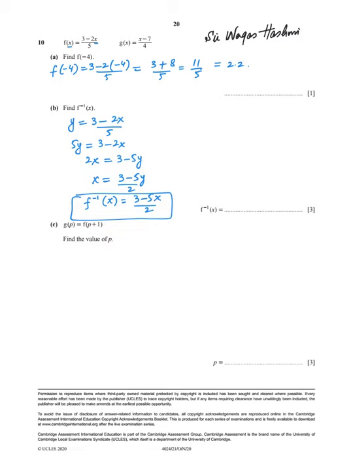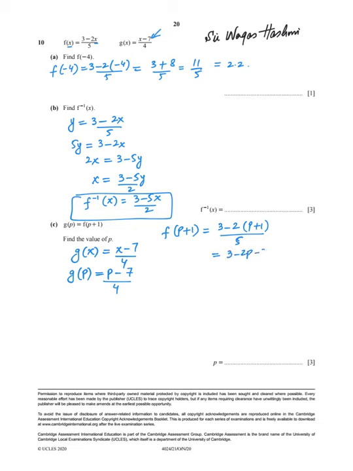And the last part, it says g of p is equal to f of p plus 1. Alright, so when you have g of x equal to x minus 7 divided by 4 as given in the question, g of p will be p minus 7 divided by 4. Similarly, for f of p plus 1, replace x with p plus 1. So that will be 3 minus 2 times p plus 1 divided by 5, which equals 3 minus 2p minus 2 divided by 5. 3 minus 2 is 1, so 1 minus 2p divided by 5.